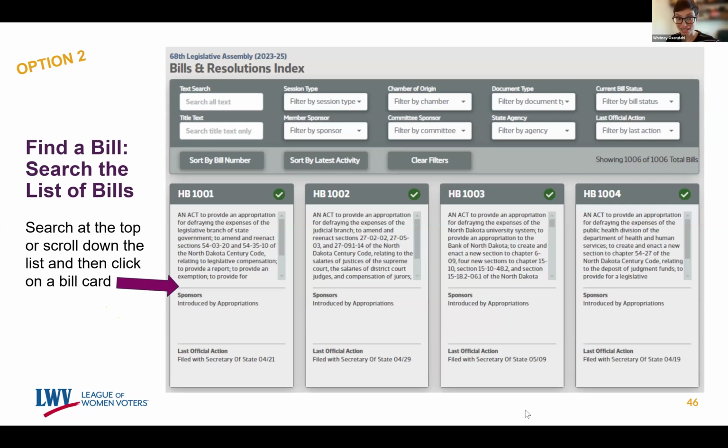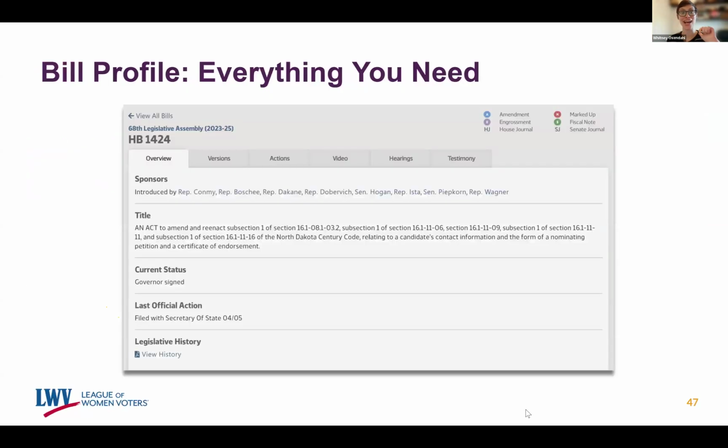If I click on this card, I get to the bill profile, and this is everything you need to know about the bill. So if you enter your number on the website, the easiest way that I showed you the first time, you enter 1001, you will get this information too. So any of those 3 ways, you'll get to this bill profile. And I'm going to show you how to navigate this. This is everything you need to know about that one bill.